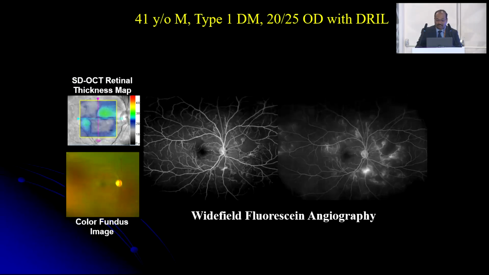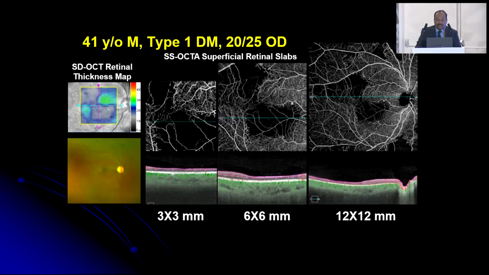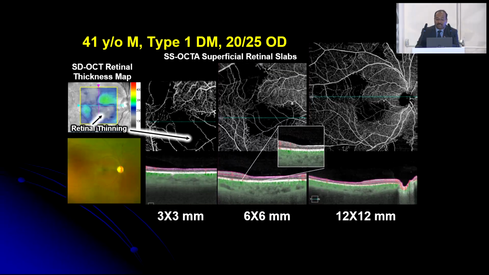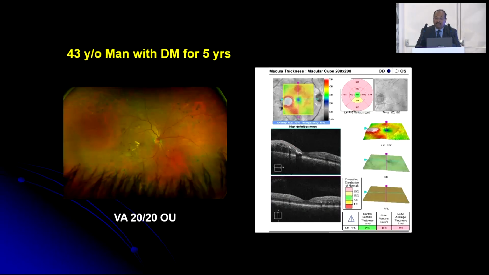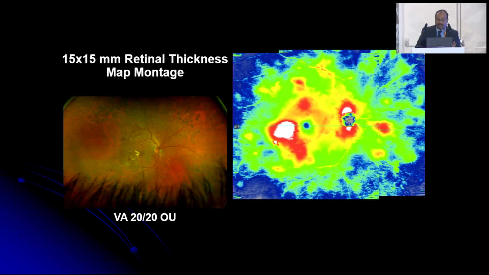And just a few examples to wind up. Wide field fluorescein angiography here, an example, you see retinal thinning there. Like we talked about the different scans, you can see it in the 3x3. But as you go further, you are seeing more and more of the retinal thinning correlating very well to the ischemia in the periphery also. Another example where you find the thickness seen initially in the 3x3, but also very well in the larger maps.